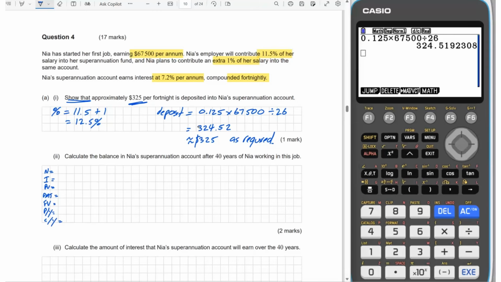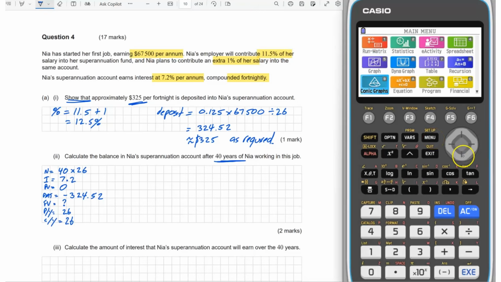Coming down to part 2, calculate the balance on Nia's superannuation account after 40 years. So if she keeps putting in this $324.52, how much does she have after 40 years of working in this job? So again, it is 40 years and it's going to be fortnightly. So 40 times 26. The interest rate was 7.2. Because it's her first job, you're assuming there's $0 in that account, but she is putting in $324.52. So it's a negative because Nia's paying into this account, and we want the future value.